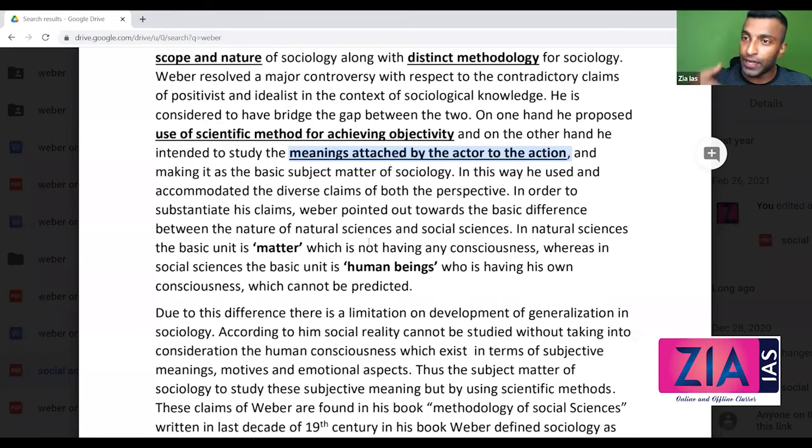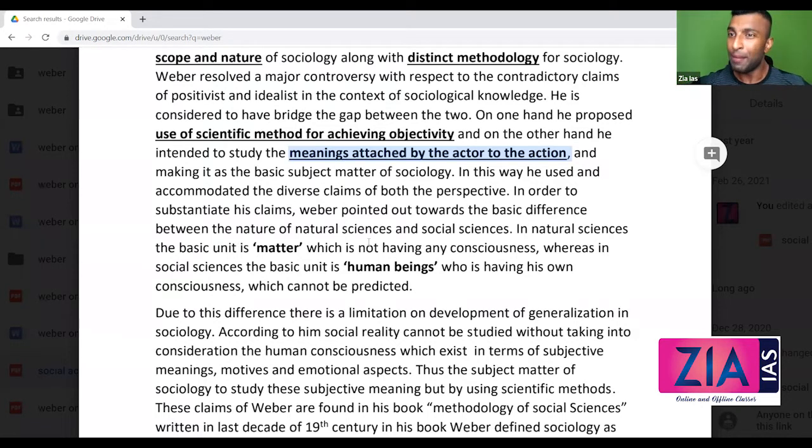So when it comes to social science, you're dealing with human beings. Human beings have consciousness, and the behavior of human beings cannot be predicted easily in terms of cause and effect. So absolute objectivity cannot be ensured. Exact cause and effect relation may not be ensured in sociology. So what is the main difference? The main difference is in the subject matter. On one side, you're dealing with matter, which doesn't have any consciousness. On the other side, you're dealing with human beings who have consciousness.